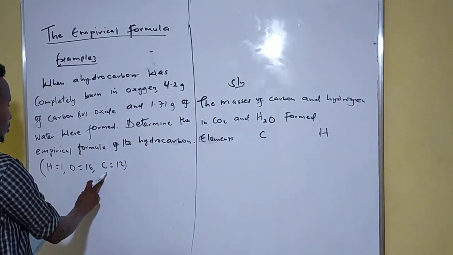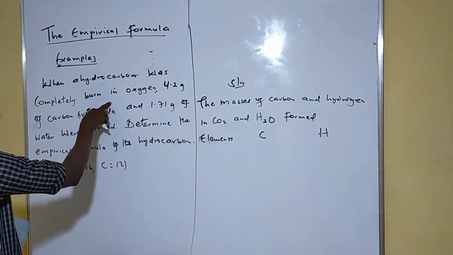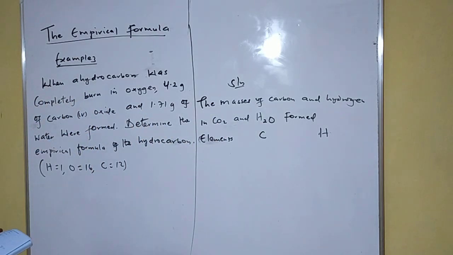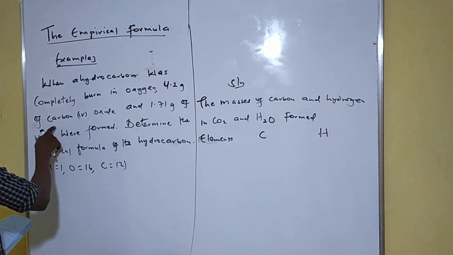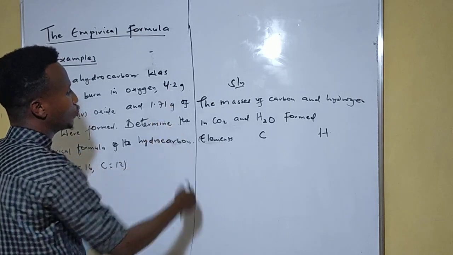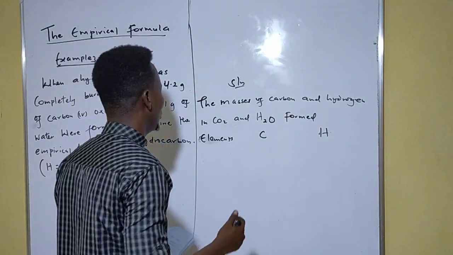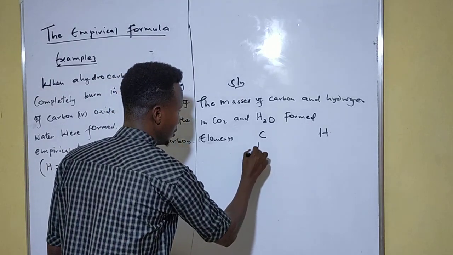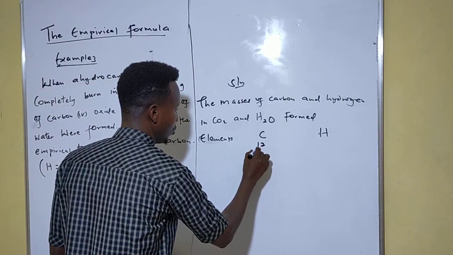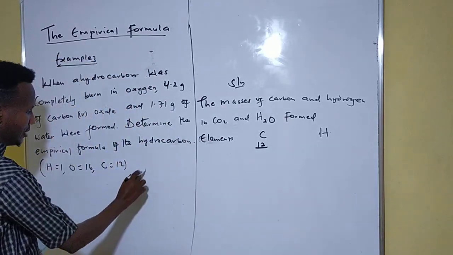So carbon, remember carbon is 12. Because here, look here, you are told when the hydrocarbon was completely burned in oxygen, 4.2 gram of carbon dioxide. And so this 4.2 is for carbon dioxide. But we must get the mass of carbon itself. So carbon has 12, okay? 12 all over the total. Carbon dioxide is written like this.